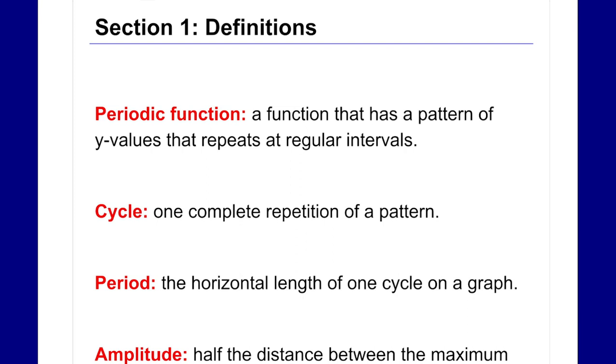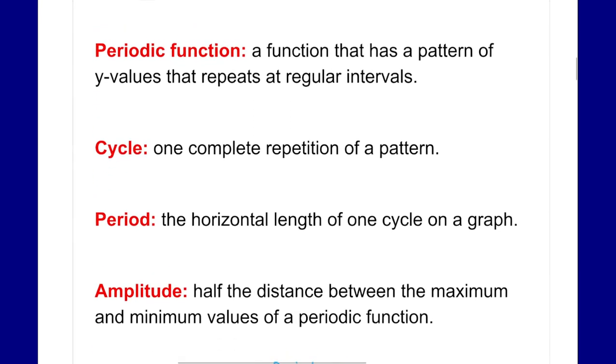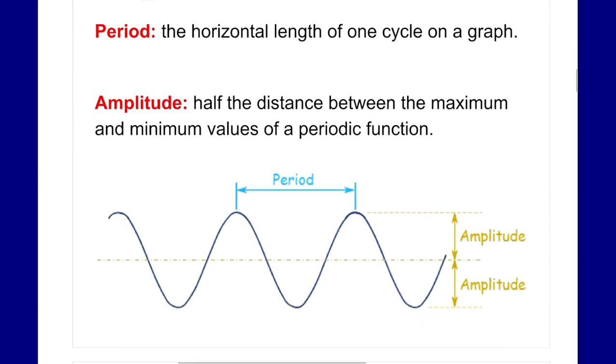The period is the horizontal length of one cycle on a graph, so basically how long one repetition, or one cycle, takes. And the amplitude is half the distance between the maximum and minimum values of a periodic function. So just a visual idea. Here we have a periodic function. We can see this repetition, right? We can see it goes up and down, same height, same maximum, same minimum of each wave, so to speak. One repetition, right? If we draw it, we can see one repetition of the pattern is here. So the period is that horizontal length.